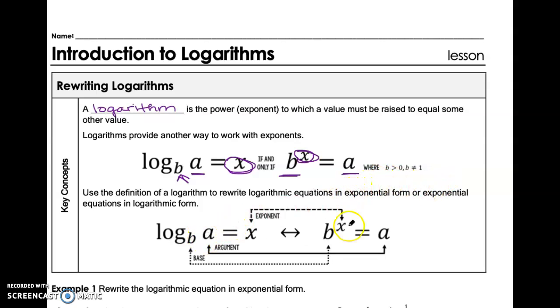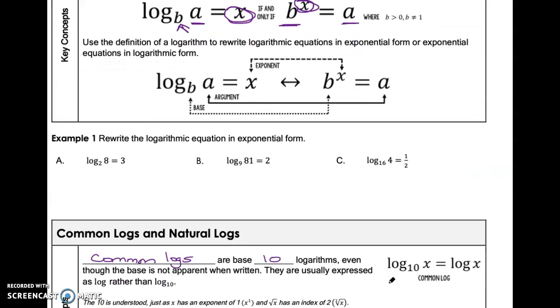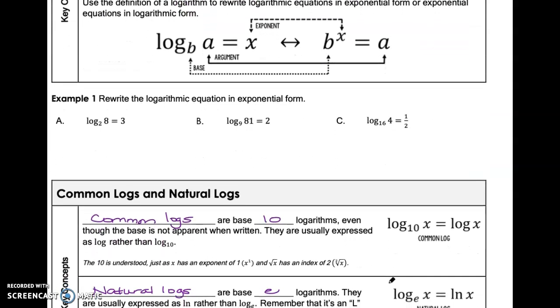So we can rewrite logarithms as exponentials, and we can rewrite exponentials as logarithms because they all have the same values in them. So we have a base, we have an exponent, and then we have what we refer to as the argument, or what it's going to be equal to. So let's look at a couple where we rewrite from logarithm to exponential.